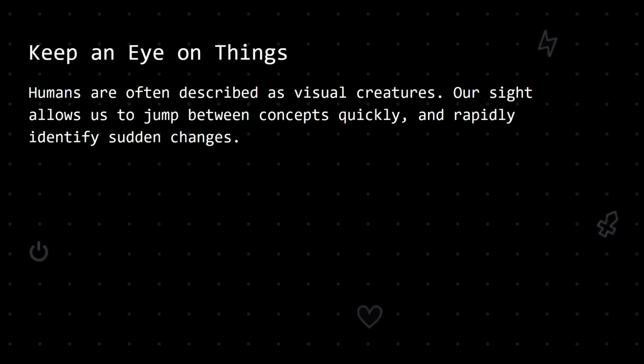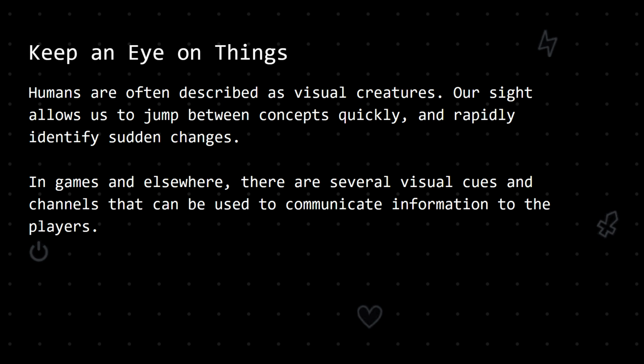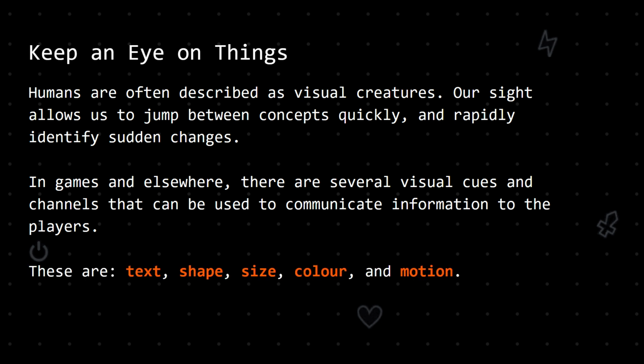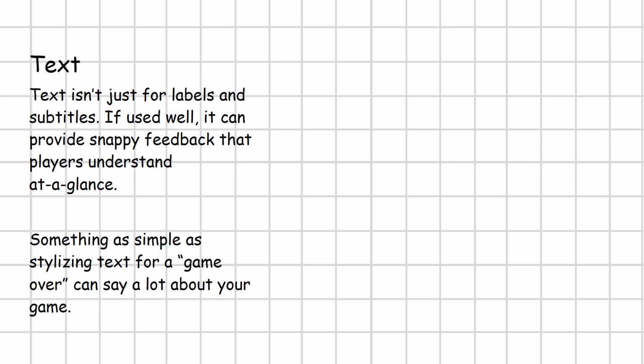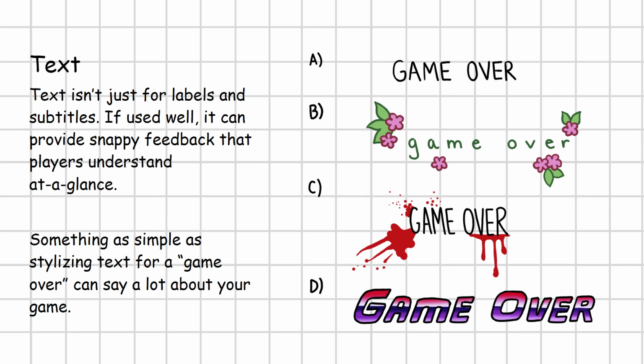Humans are often described as visual creatures. Our sight allows us to jump between concepts quickly and rapidly identify sudden changes. In games and elsewhere, there are several visual cues and channels that can be used to communicate information to the players. The ones we'll be looking at are text, shape, size, color, and motion. Text isn't just for labels and subtitles. If used well, it can provide snappy feedback that players understand at a glance. Something as simple as stylizing text for a game over can say a lot about your game.